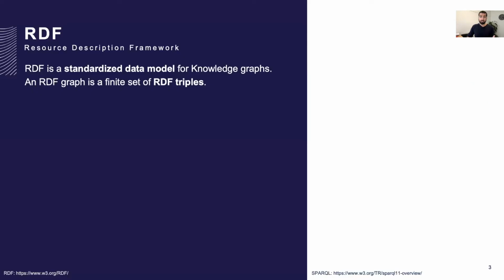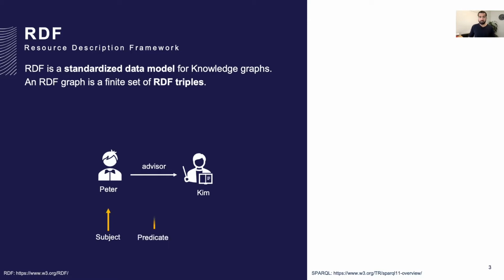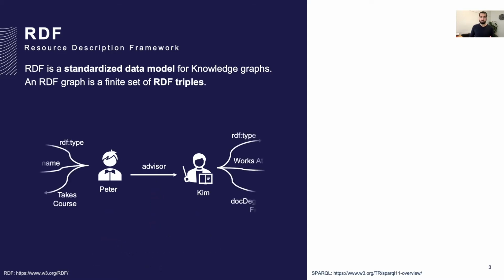In order to represent knowledge graphs, RDF is a standardized data model. It consists of a set of triple patterns. For example, given Peter and Kim, where Peter is a student and Kim is a professor, Peter is advised by Kim. Here, Peter is the subject, advisor is the predicate, and Kim is the object. Together, they form an RDF triple. And collectively, an RDF graph is a set of various RDF triples.